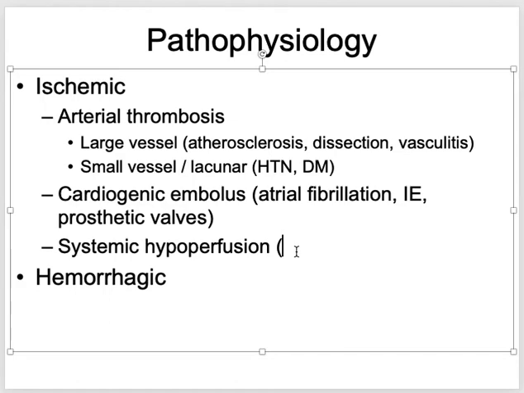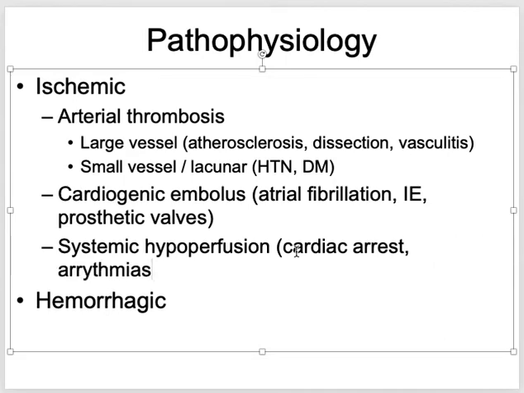So inadequate blood flow to the brain can occur in, for example, cardiac arrest. Someone who undergoes cardiac arrest, their heart is not beating, so of course there will be no blood supply to the brain. Also in arrhythmias, in myocardial infarction, okay? And whatever the reason, basically this type of stroke mostly affects the watershed areas.